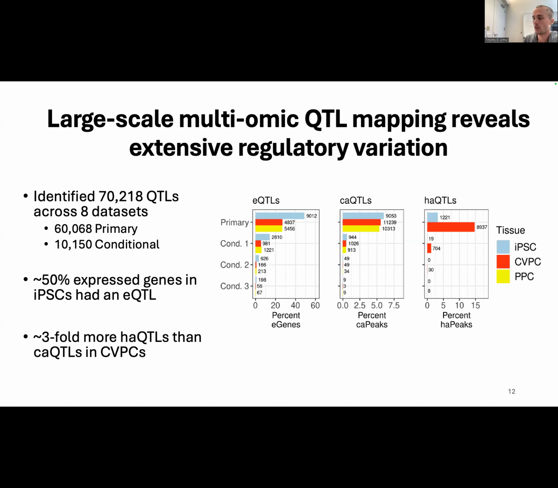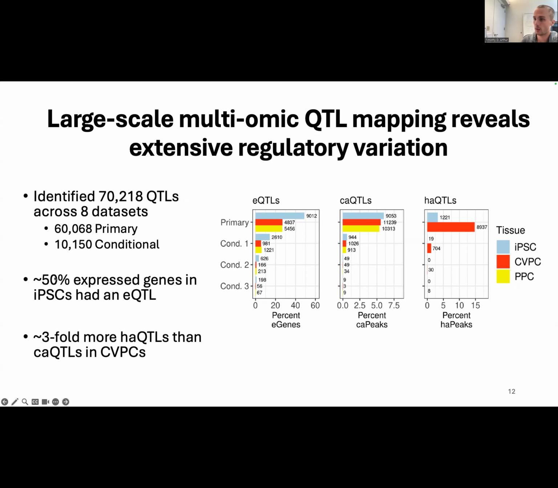So we sought to map the QTLs across these 8 multi-omic data sets. We applied a linear mixed model, which accounts for relatedness and kinship of individuals within the iPSCORE consortium. And we calculated up to 3 conditional QTLs to account for multiple loci associated with a given gene, ATAC-seq peak or ChIP-seq peak. This approach identified 70,218 QTLs across the data sets, 60,000 of which were primary, and 10,000 of which were conditional, for elements that had multiple QTLs.